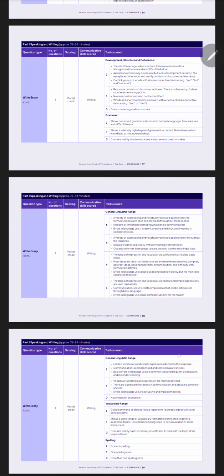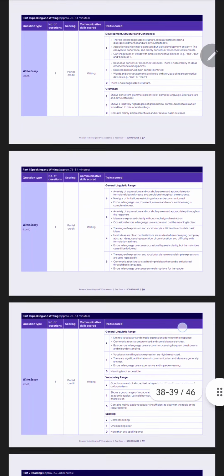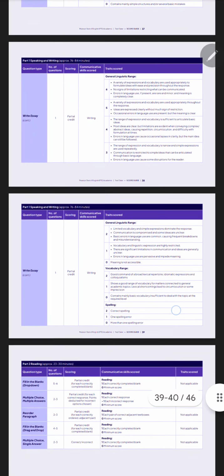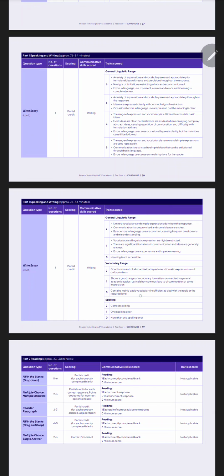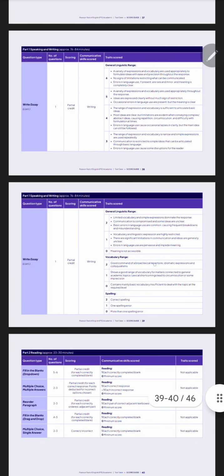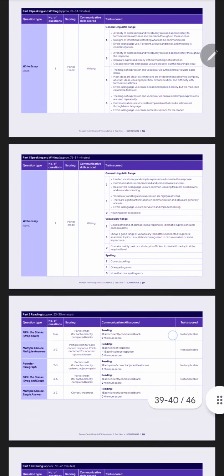Linguistic range. Okay. Good command of vocabulary range. That is interesting when we can show our good command of a broad lexical repertoire, idiomatic expressions, and colloquialisms. Yeah, so maybe we can use something like idioms in the writing.